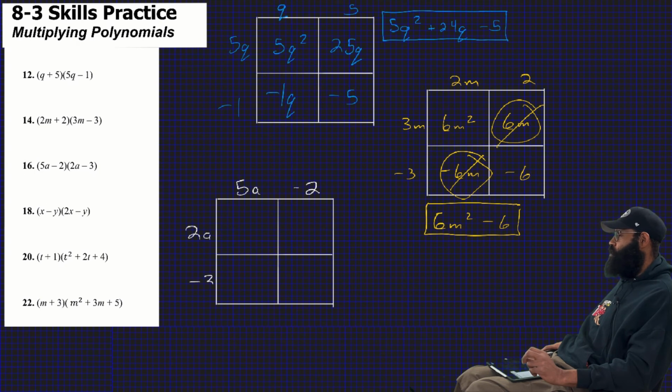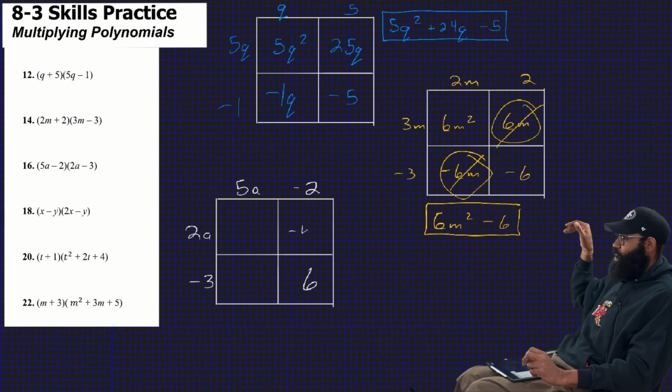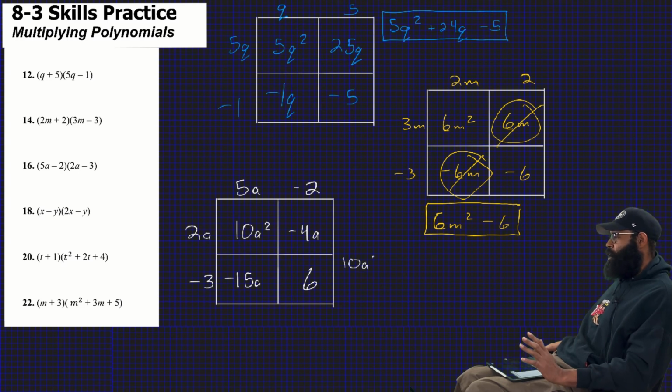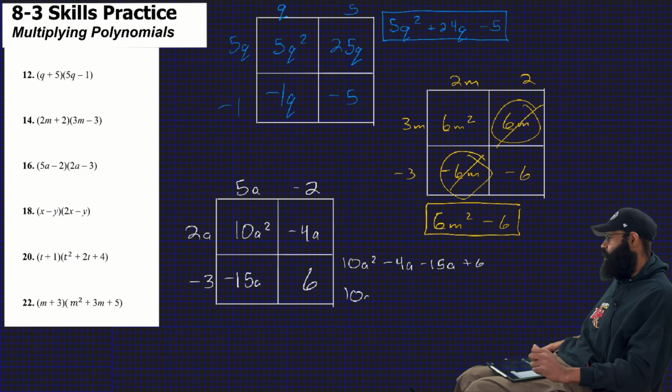5a minus 2 times the quantity of 2a minus 3. So on your top, of course, 5a and a negative 2. On your bottom, a 2a and a negative 3. So filling it in, guys. And again, this is where if it feels like it's going fast, you just pause, right? You know what 2 times 5 is, you know what 2 times 2 is, you know what 3 times 5 is, you know what 3 times 2 is.